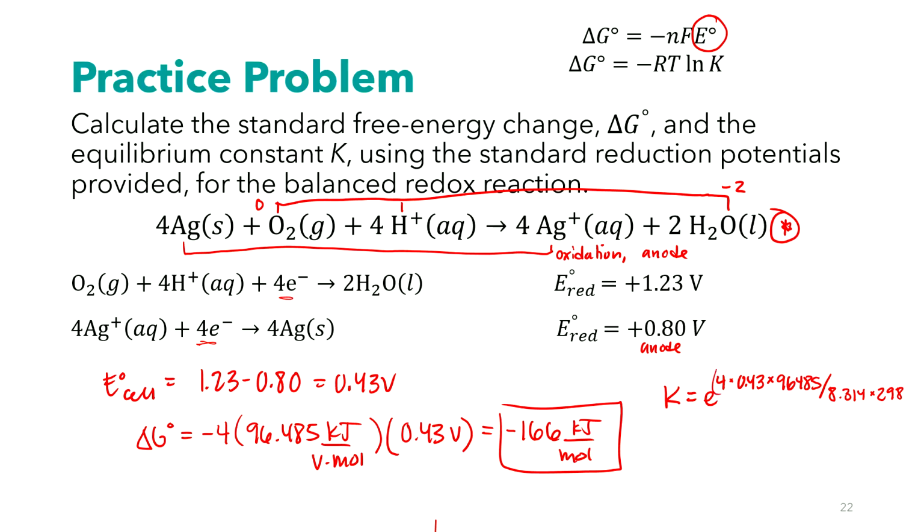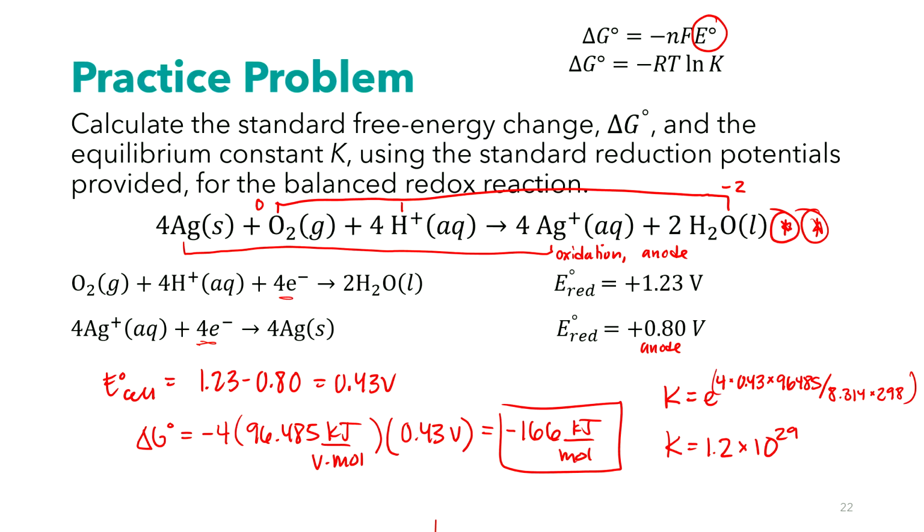Okay, and this is all up in the exponent here, so you wind up with a huge K. I got 1.2 times 10 to the 29th. Okay, a really big K. In other words, this is a very, very spontaneous process, and we are going to make essentially 100% of our products and have no reactants left.